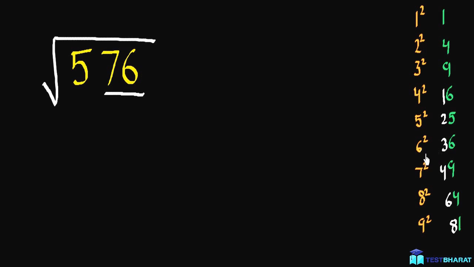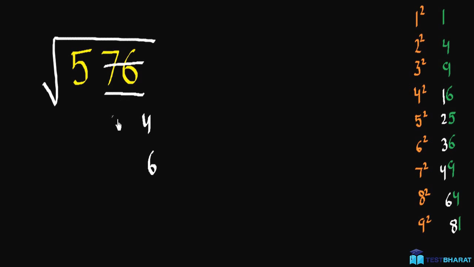But again here, 6 square is also giving me the last digit as 6 and 4 square is also giving me the last digit as 6. So my answer could be 4 or 6. It could be either 4 or 6. And after finding out that it could be either 4 or 6, I cut 2 digits.